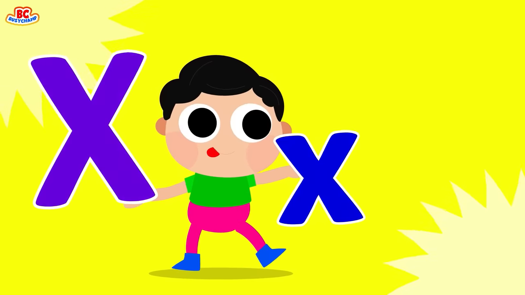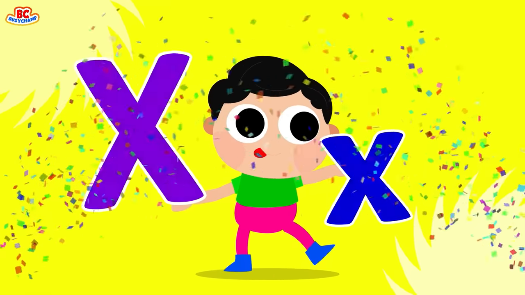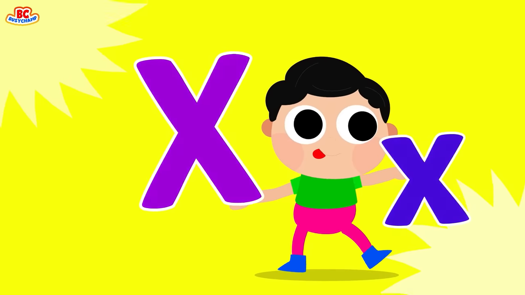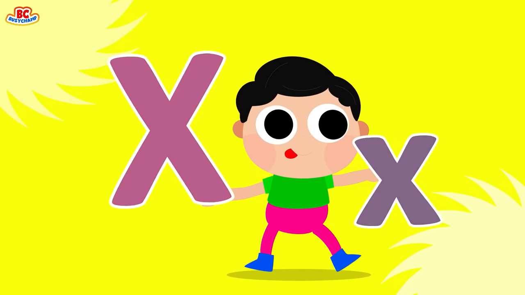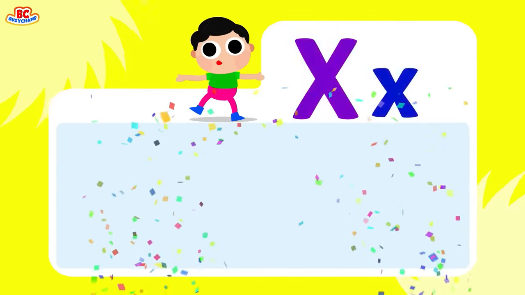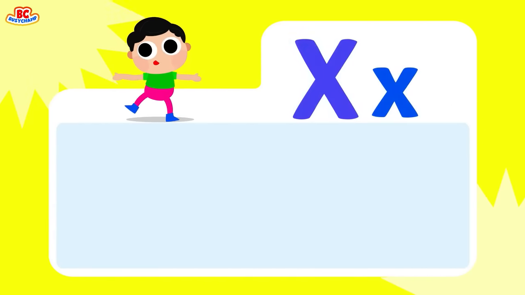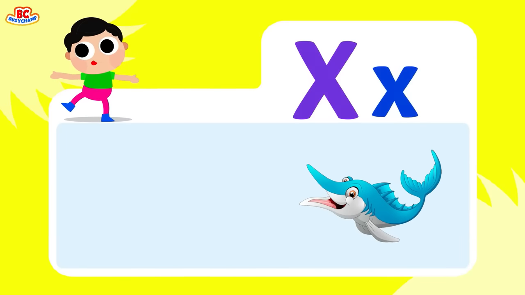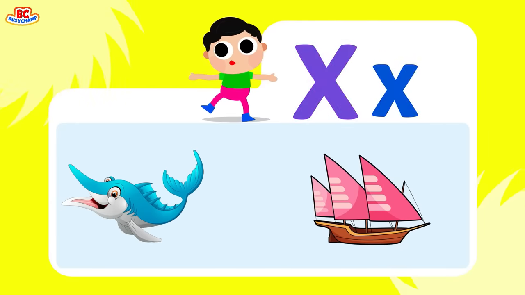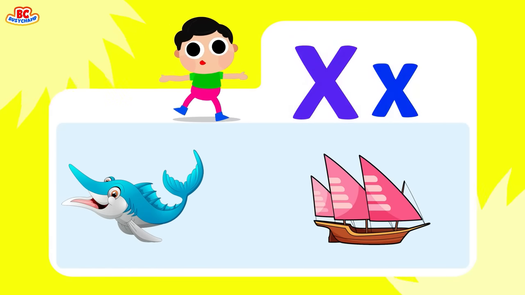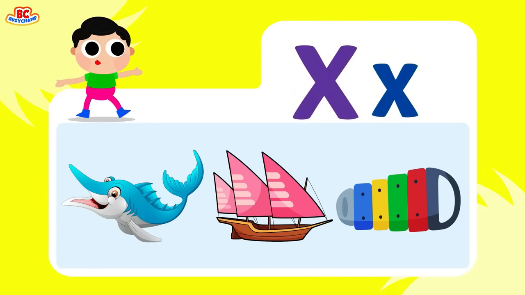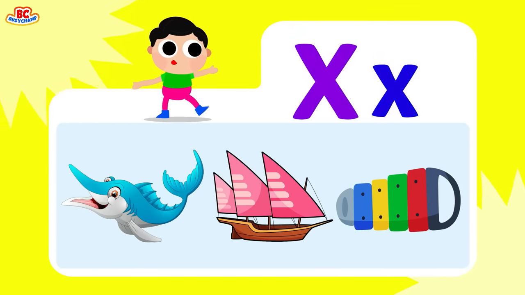Which alphabet can you see in my hands? I have the letter X in my right hand and it sounds X in my left hand. And there are so many words that begin with letter X. X called Xiphius. X, X. Xiphius. X called X-ray. X-ray. X called xylophone. X, X. Xylophone.